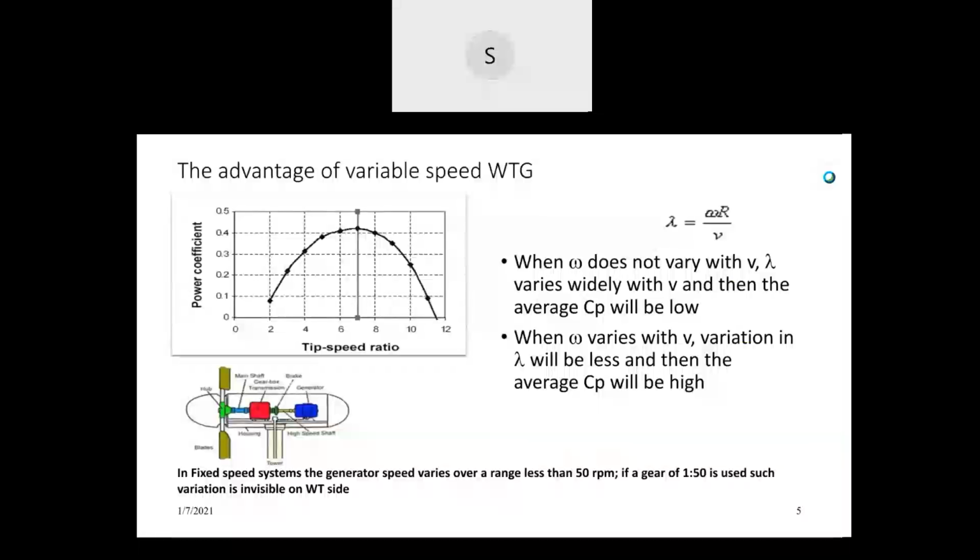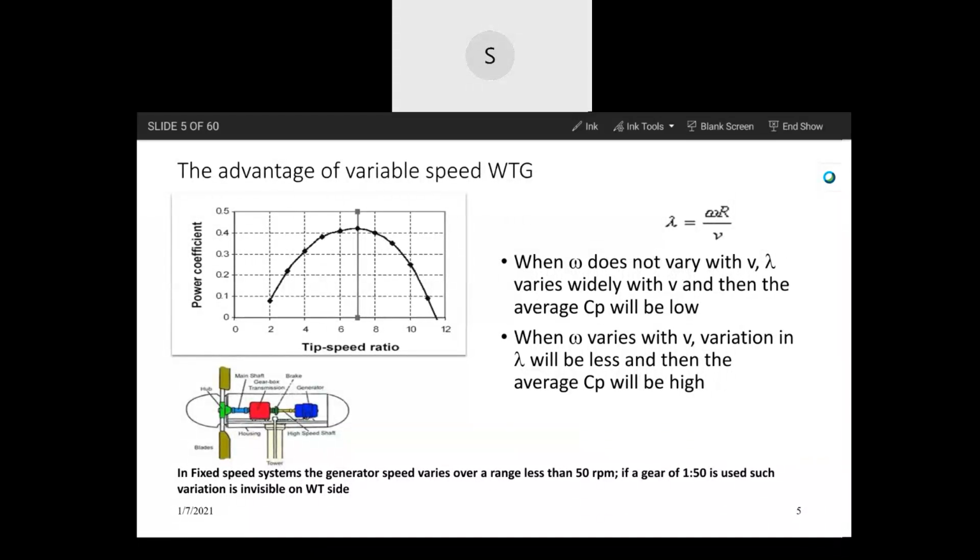Now, as the state of the art in the market, we have two types of wind turbine generators that people commercially classify as fixed speed turbine generators and variable speed turbines. What do we mean by fixed speed or variable speed? That I will explain here. After that, we will discuss the two types of turbine.